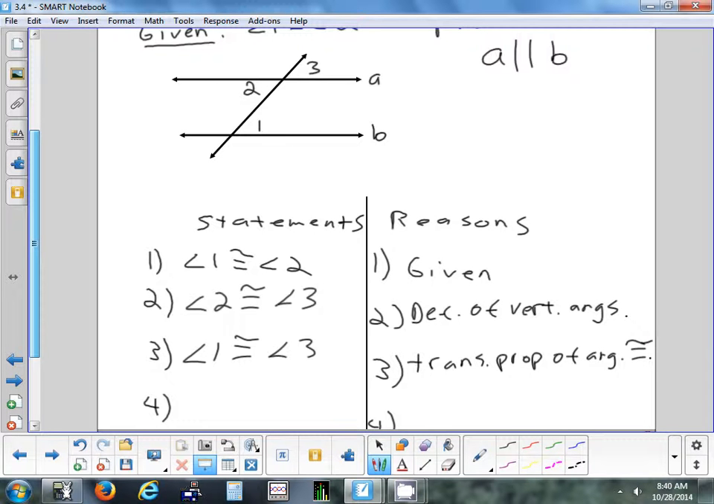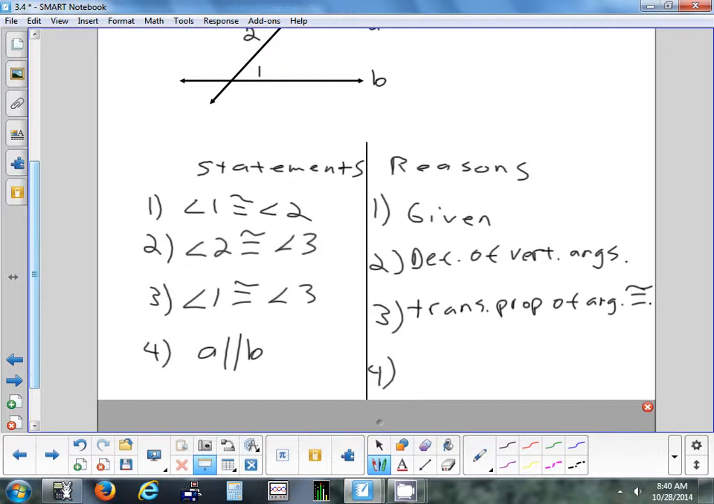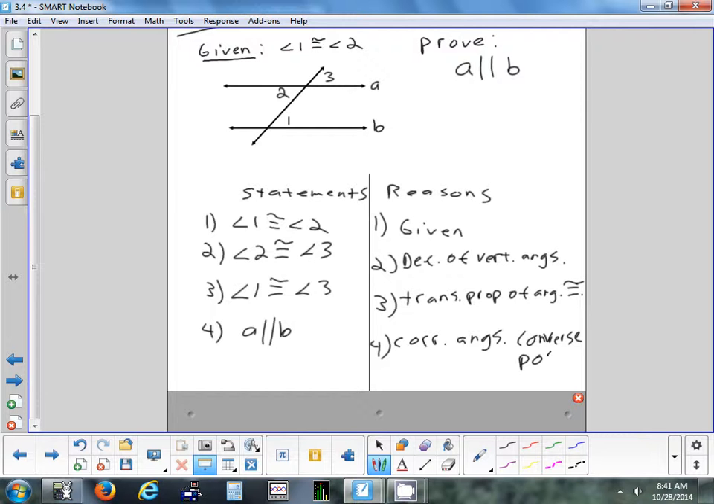Okay, now statement 4, I think we're done. We can now say that A and B are parallel. What's the reason why? Why are A and B now parallel? Yep. Corresponding angles converse. Yes. Very good. The key word he said there, and I was waiting for him to say it, was converse. Corresponding angles converse. That was a postulate. Because corresponding angles are congruent, we have proven that the lines are parallel.